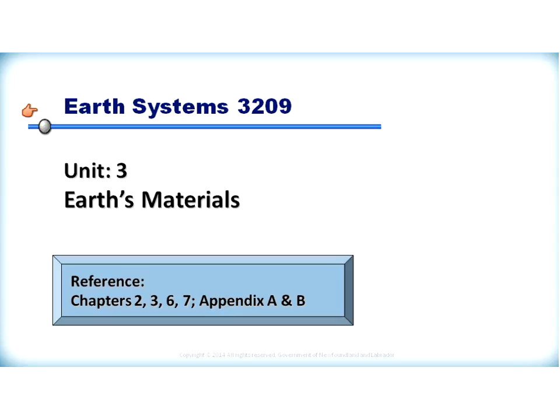Earth Systems 3209. Unit 3, Earth's Materials. Unit 3 references can be seen in Chapters 2, 3, 6, and 7, and Appendix A and Appendix B.